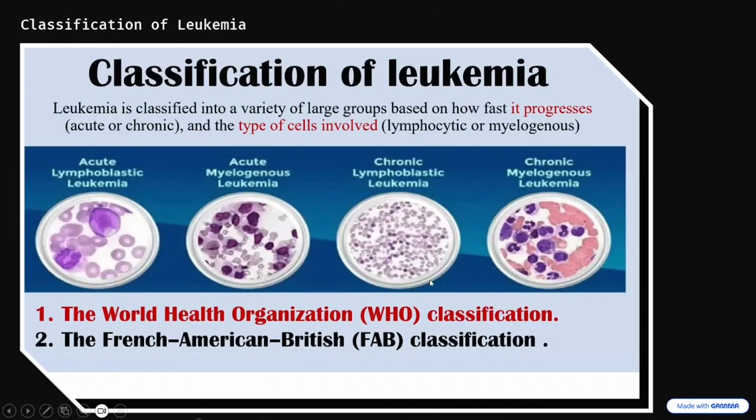Mainly there are 4 types of leukemias. See, acute lymphoblastic leukemia, acute myelogenous leukemia, ALL and AML. Same like chronic lymphoblastic leukemia, chronic myelogenous leukemia, CLL and CML. The classification depends on WHO and FAB. Regarding this classification according to WHO and FAB, a detailed class we will discuss later.